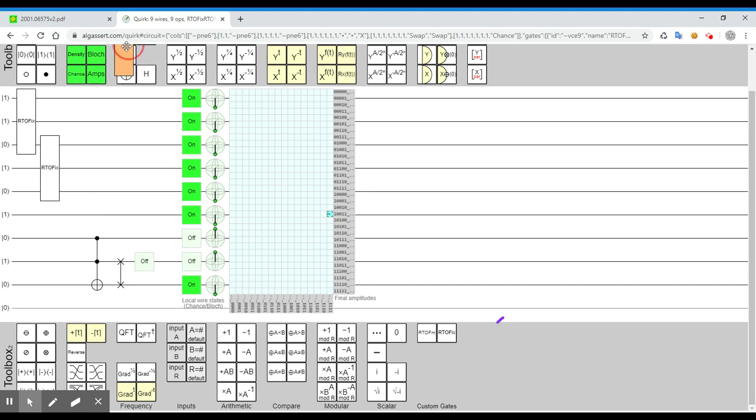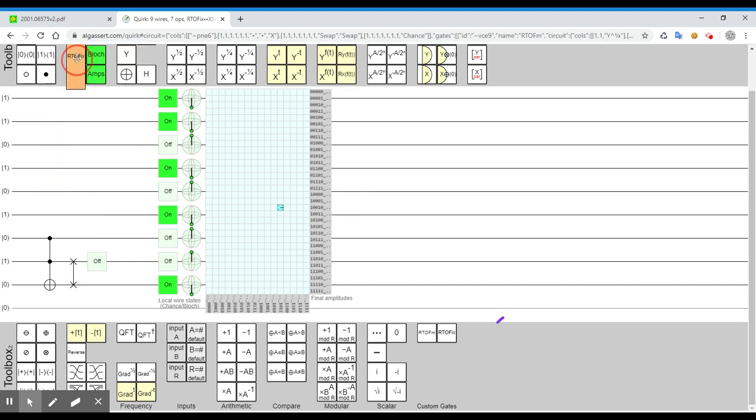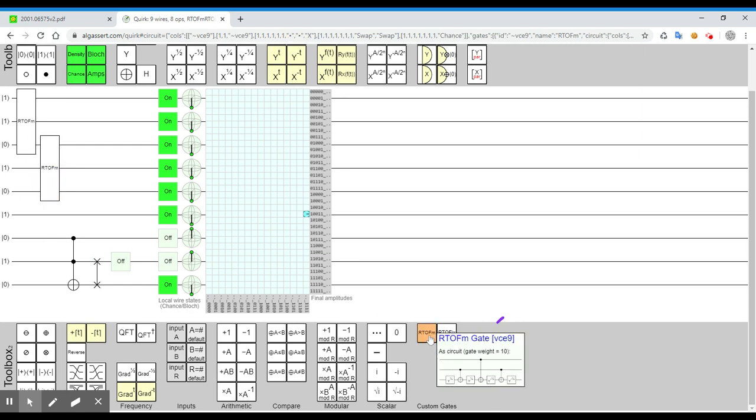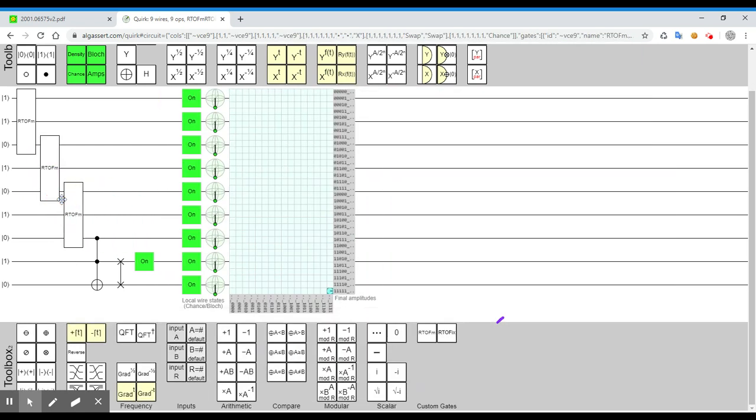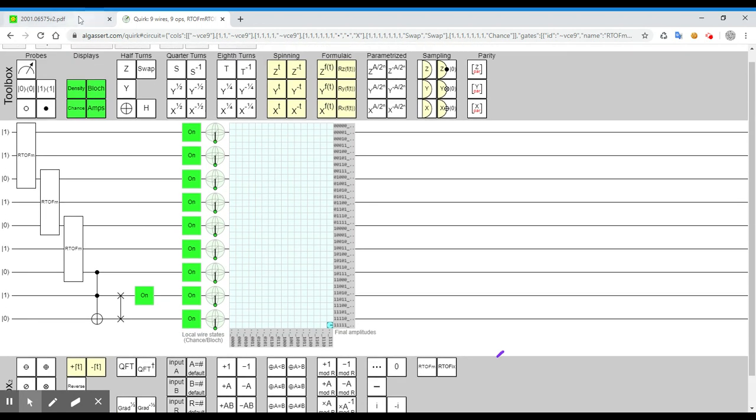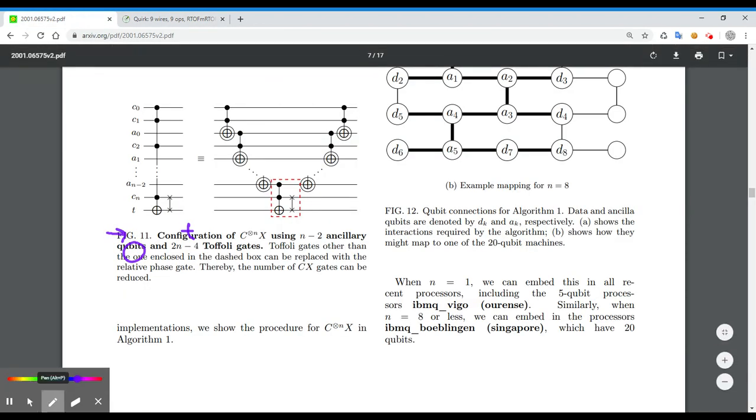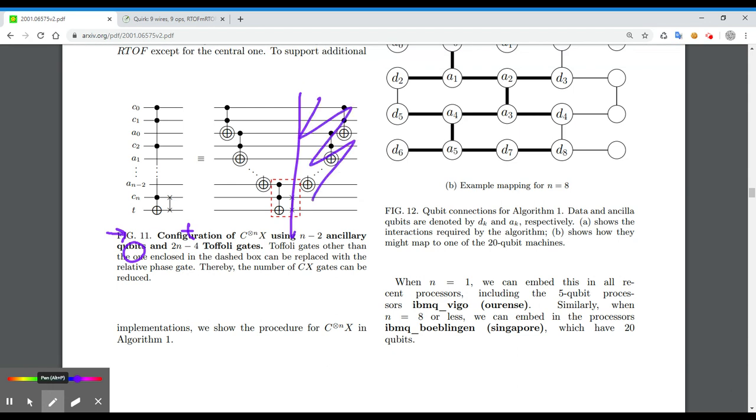If I change the RTOF X gates for RTOF M gates, what happens? So if I do these, okay, then this doesn't add the phase. Okay, fair enough. Okay, perfect. But I'm still not clear whether the uncomputation here is needed or not. So that's kind of a question mark.